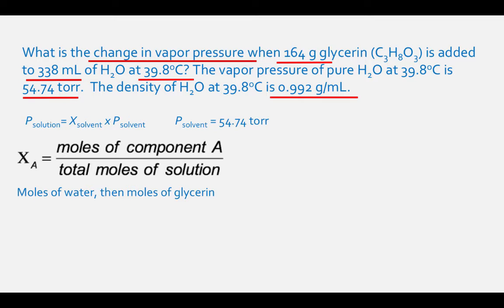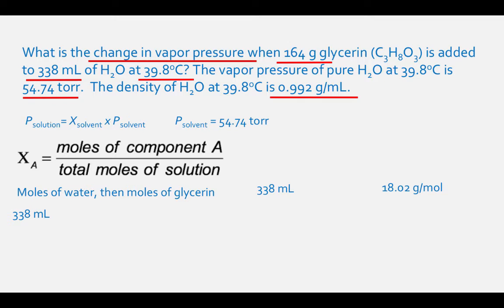To calculate the moles of water, we start with what we know about the water, which is the number of milliliters of water. What do we need to convert this to get it close to moles? Well, we know the molar mass of water, 18.02 grams per mole. So if we can get the milliliters into grams, we'll be one step closer. But how to get the milliliters into grams? They give us a density of water.